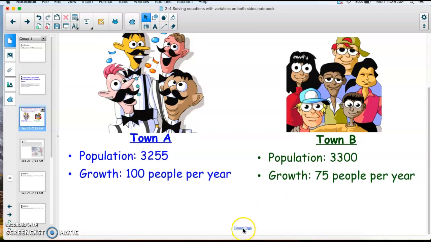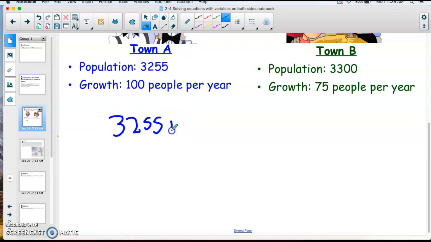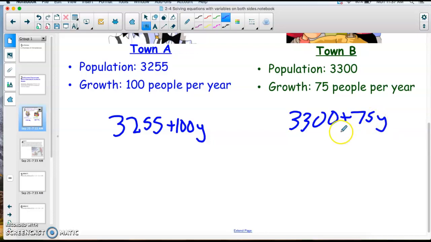Okay, so really we can set this up in an equation because this town already has 3,255 people, right? And then they're going to add 100 people every year, right? So in 2 years, they'll have added 200 people. In 10 years, they'll have added 1,000 people, right? On this side, they start out with 3,300 people, and then they add 75 people every year. Okay, so in 2 years, they'll have 150 more, etc.